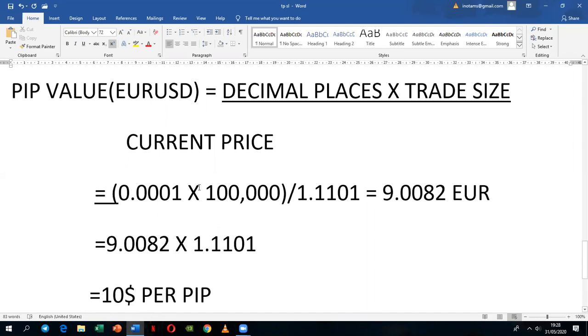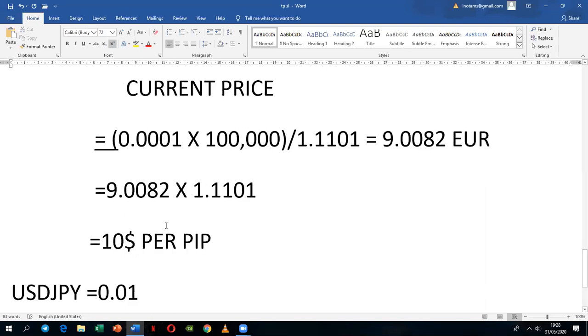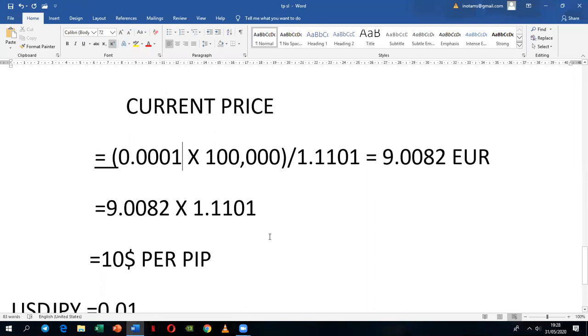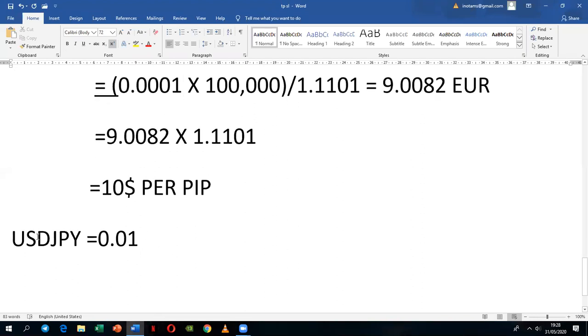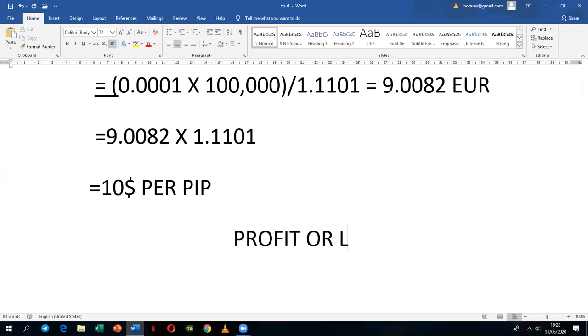So that is the implication of using a standard lot. That is why we tell you to be careful when you're using these big lots. The pip value is always high. So this is one lot. Imagine $10 per pip. So I'm not going to calculate for USD JPY, just to save time. Let's move on to something else. I hope that's okay with you guys. You'll do the other one as a test.